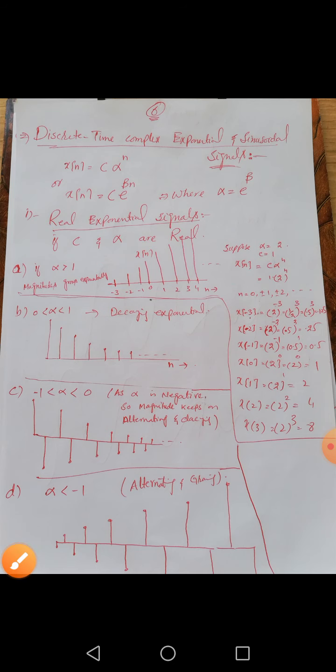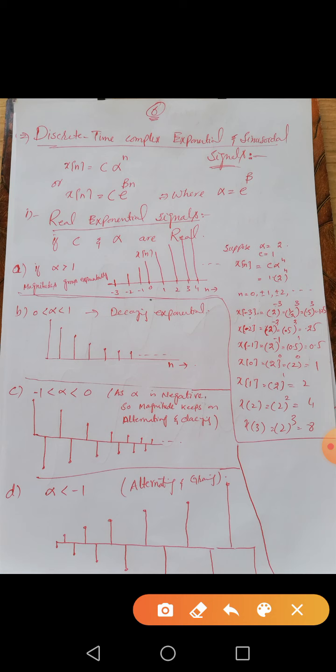So for example, we are finding the value of x of n at minus 3. x of minus 3 will be equal to 2 power minus 3. If I make it 1 over 2, the minus 3 will become positive, and 1 over 2 is 0.5, so 0.5 power 3 is equal to 0.125. x of minus 2 is 2 power minus 2, 0.5 power 2, equal to 0.25. x of minus 1 is 2 power minus 1, which is 0.5 power 1, equal to 0.5.